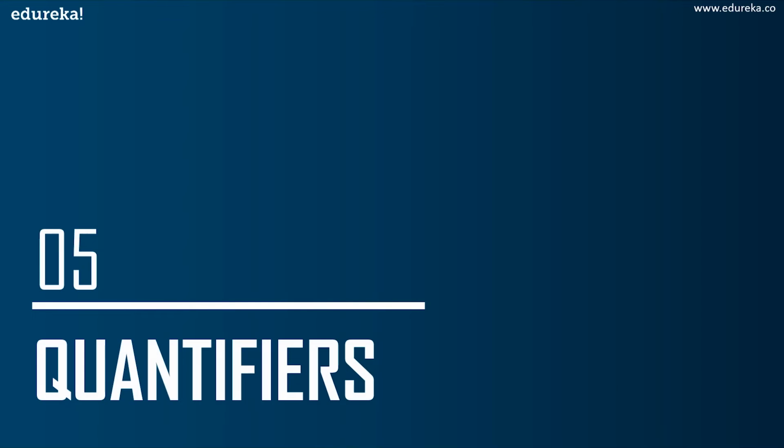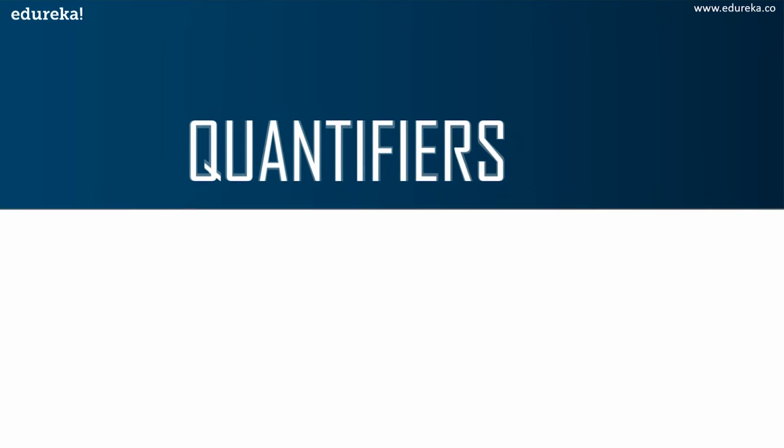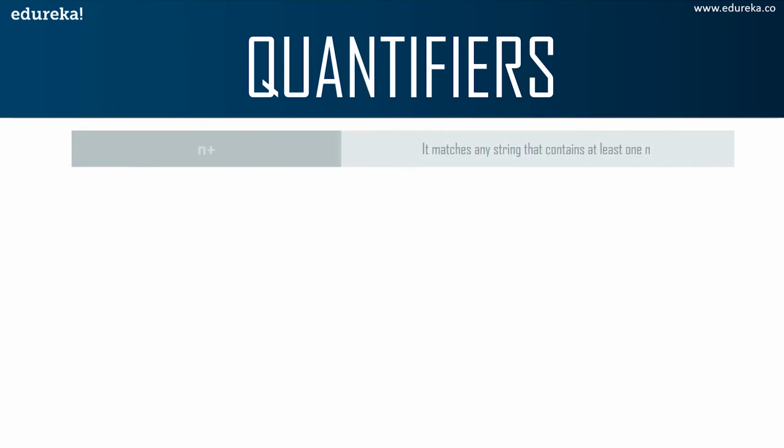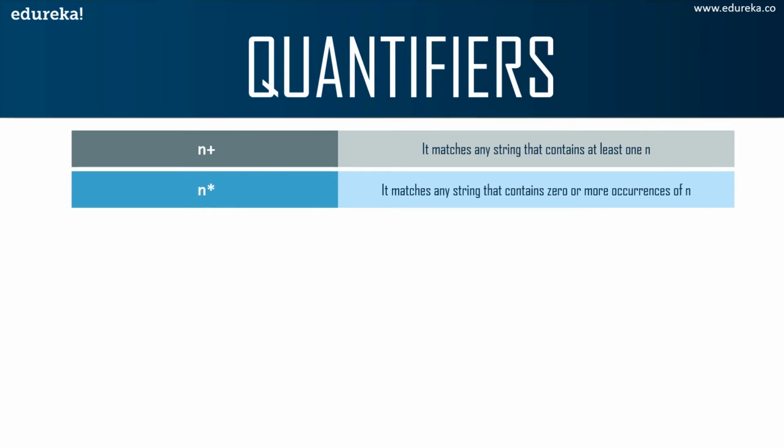Now next up we have the quantifiers. In quantifiers, we basically match any particular or any number of characters that are present in your string. For the first one, we have n+. n is any character that you're looking for, and this matches any string that contains at least one n. For example, if you take the expression e+, it will look for the number of e's present in your string.